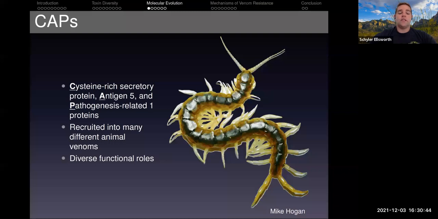But these are recruited into a variety of different animal venoms and have diverse functional roles. These are also highly expressed in other centipede species outside of the ones that we've studied in our lab, in other centipedes that other labs have looked at. So I wanted to look at how this protein family has been evolving on a molecular level.